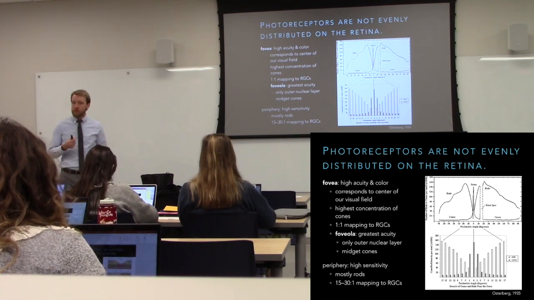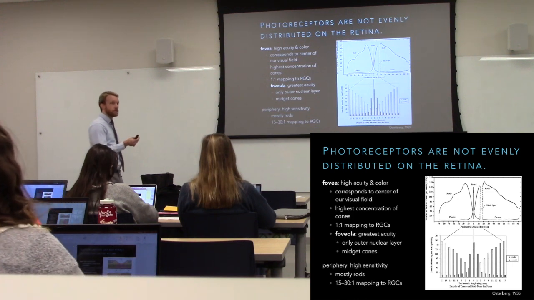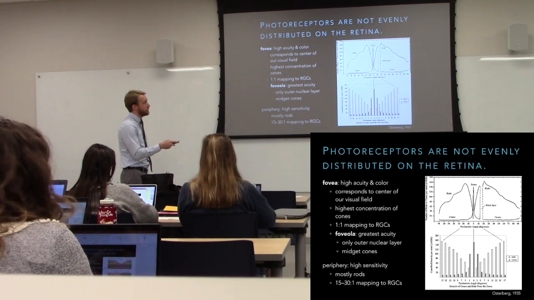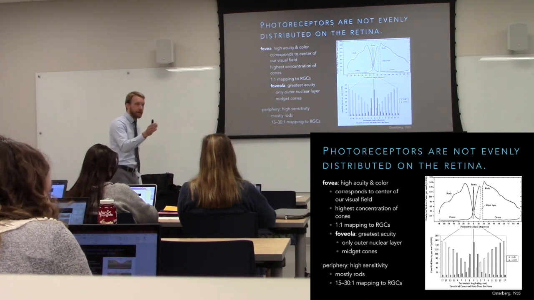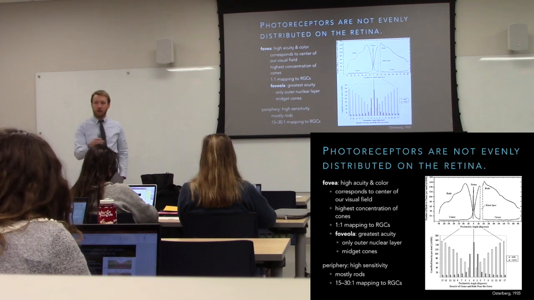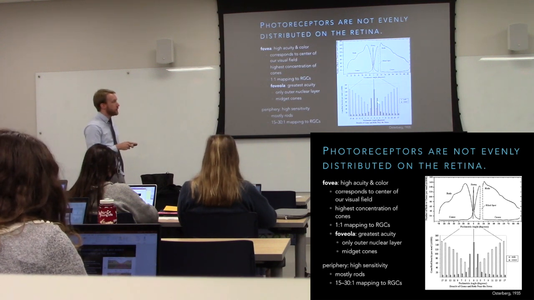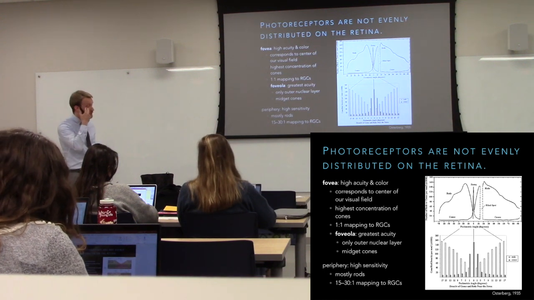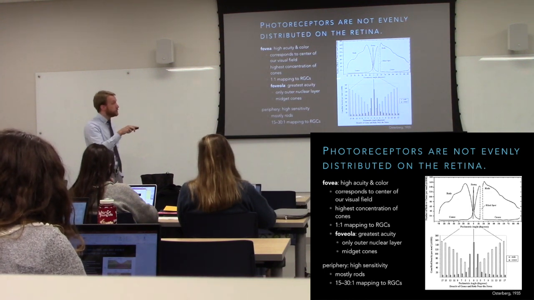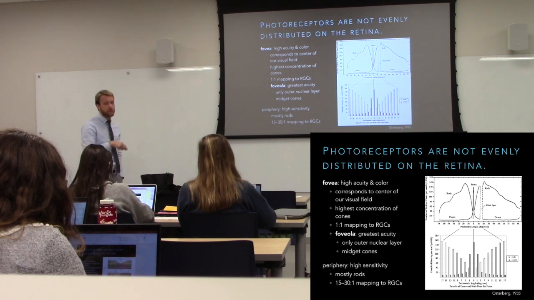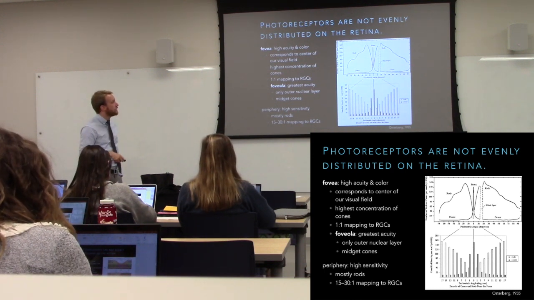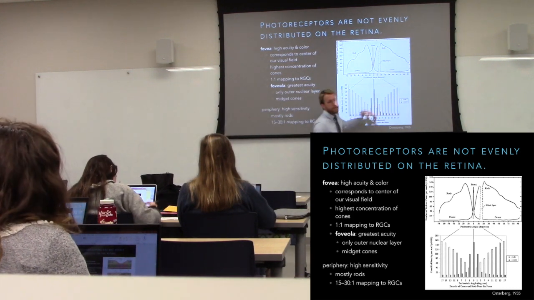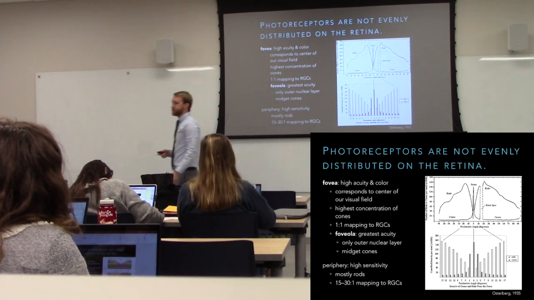So if you were to go through and count the abundance of rods and cones as a function of angle away from the center of your visual field, so zero is right smack dab in the middle, that's your fovea. You'll notice that's where all the cones are. That'd be the filled bars here. Pretty much devoid of rods. You find rods more in the periphery. So as you move away from the center of your visual field, you see an increase in rods. Of course, until you hit the blind spot. We can't put any photoreceptors there.